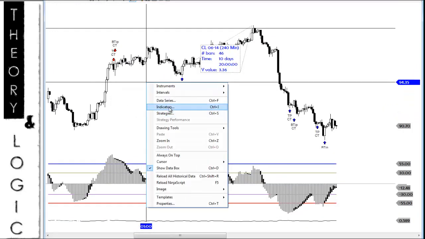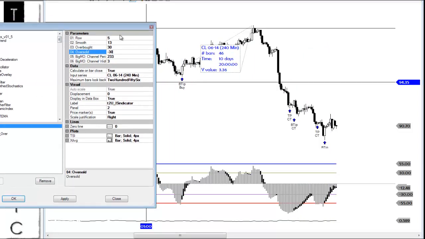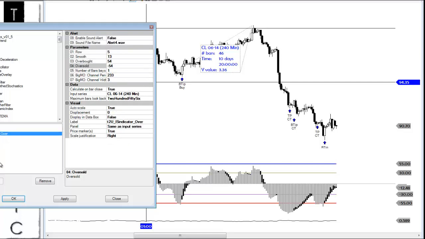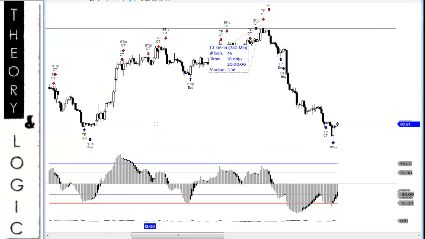So if we come over here, we take our indicator, and instead of doing the 513 overbought, oversold on the IS, here we set it to 55. We're looking for a really extreme reading right there. So let's pull this down now to 30. Let's pull this down to a minus 30. So we're looking for a less extreme move, which means we're going to get more frequency, more trading signals. Left click OK. Now look at all the trades.